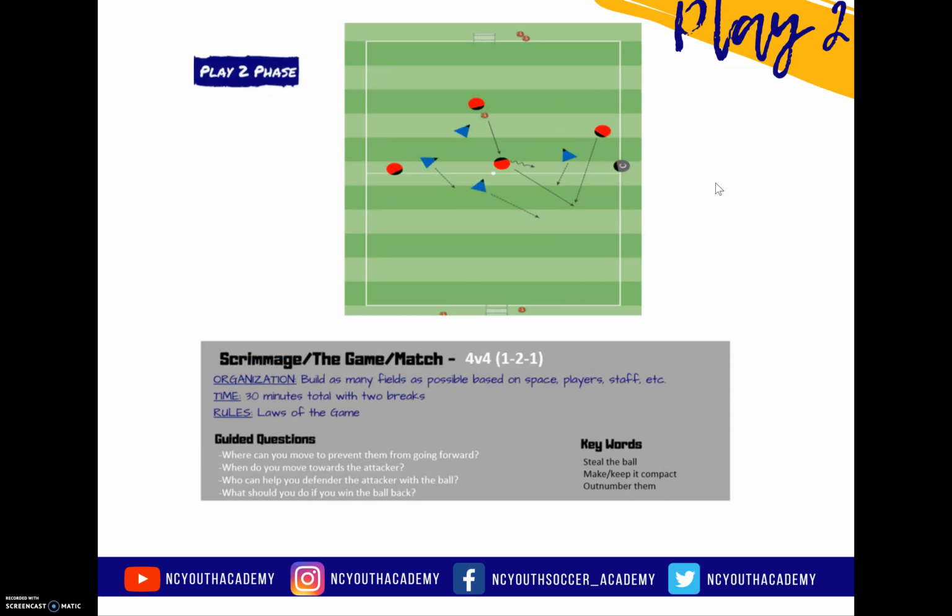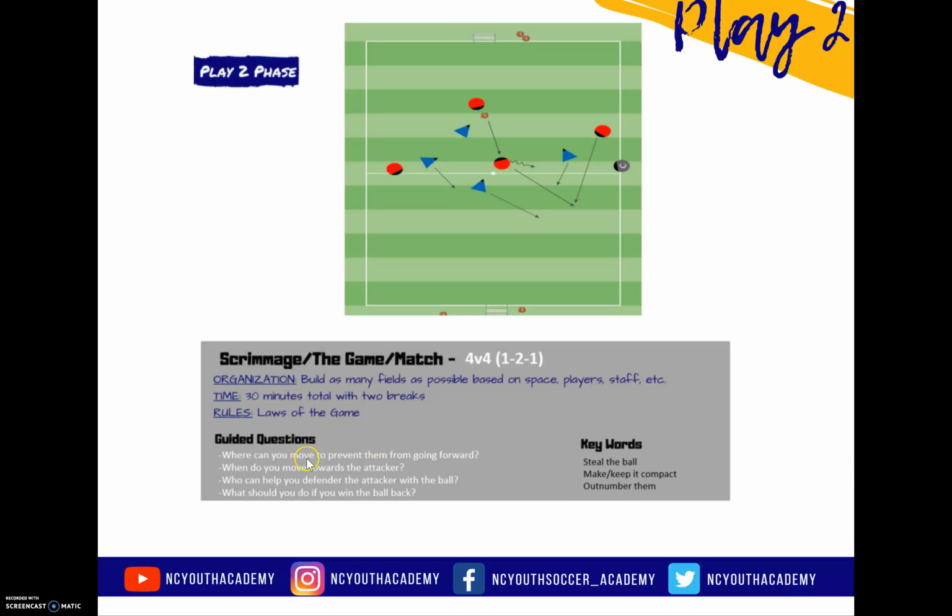And all of that transitions to the test, to the final play phase, where we're thinking about how we can apply this in a game setting. You want to set up a full field based on space availability, numbers of players, and staff. We're using a specific formation. We're playing laws of the game. The keywords we're weaving in are going to be stealing the ball, making compact, trying to outnumber them.